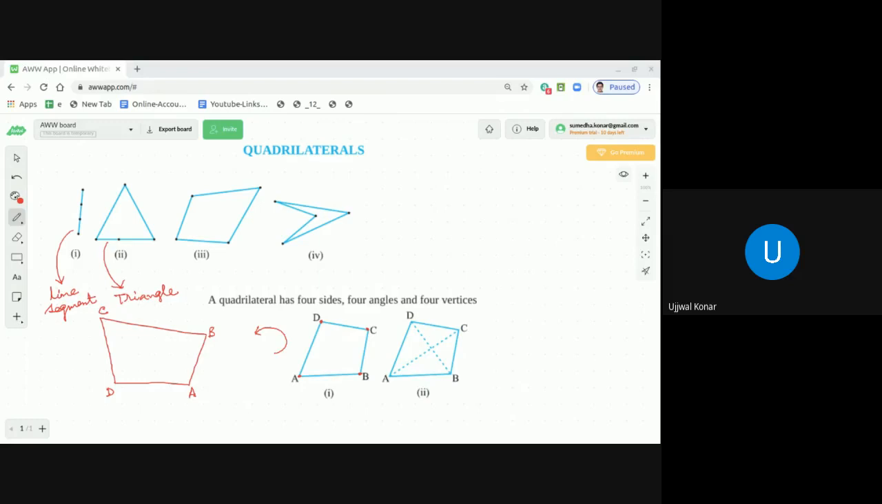So if you see in this quadrilateral ABCD, AB, BC, CD, and DA are the 4 sides. A, B, C, D are the 4 vertices, and angle A, angle B, angle C, angle D are the 4 angles. So as I said, the quadrilateral has 4 sides. What are those 4 sides? AB, BC, CD, and DA. 4 angles. What are those 4 angles? That is angle A, angle B, angle C, angle D. And 4 vertices. What are the 4 vertices? A, B, C, D are the 4 vertices. Correct, dear students?